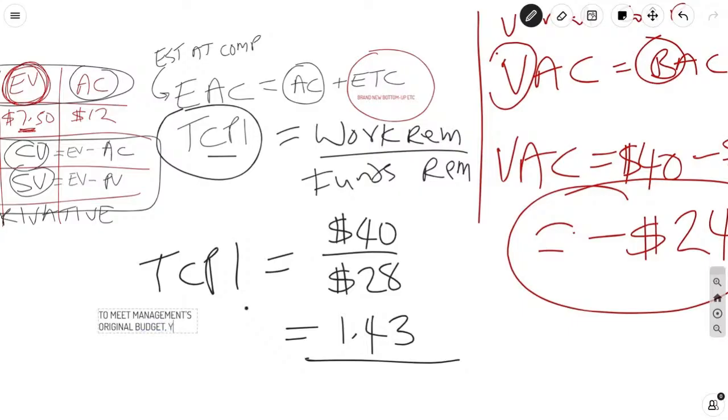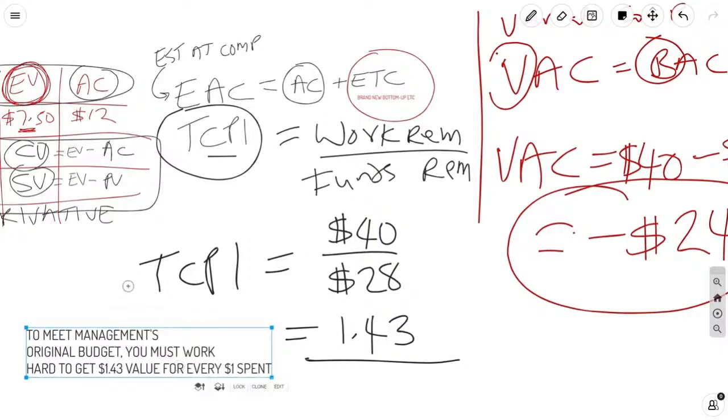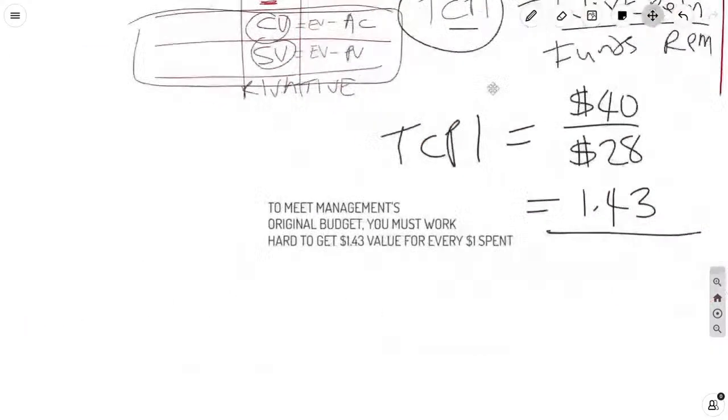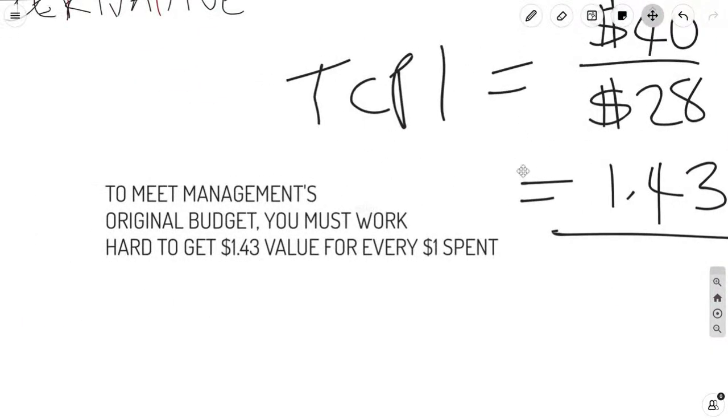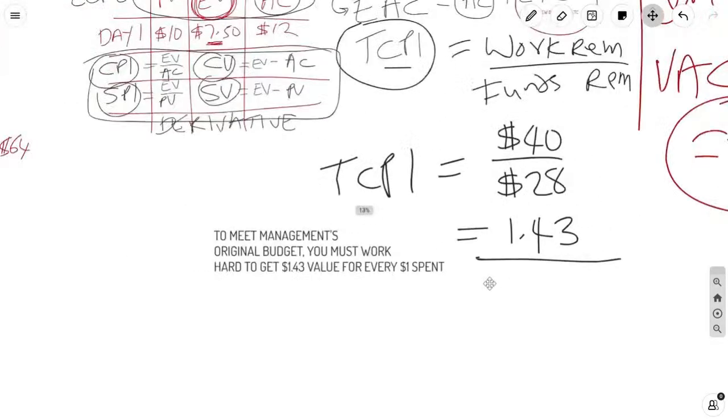You must work hard to get $1.43 value for every dollar spent. Now you tell me, how is that possible? The same question that management used to ask us. And this is how management knows you are lying if you say, oh, we can still get back on track. Not with a TCPI of 1.43. So I often say the TCPI is a lie detector mechanism.